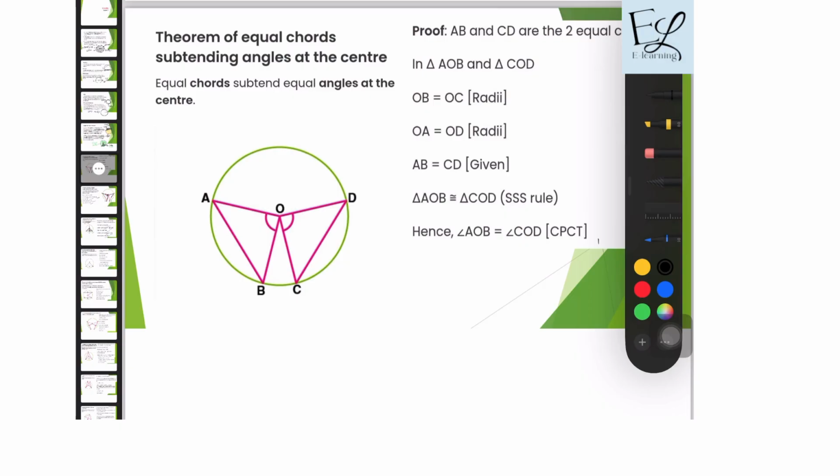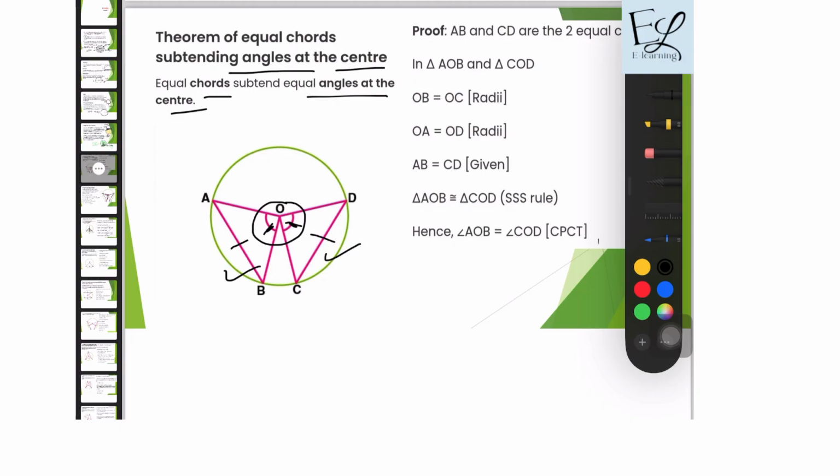Now the first theorem of circle is the theorem of equal chords subtending angles at the center. That means equal chords subtend equal angles at the center, right? The question has been given that equal chords, that means AB and CD are equal, and we have to prove that if chords are equal, then angles will also be equal at the center. So these two angles are equal, we have to prove this, and the sides are given, the chords are equal.